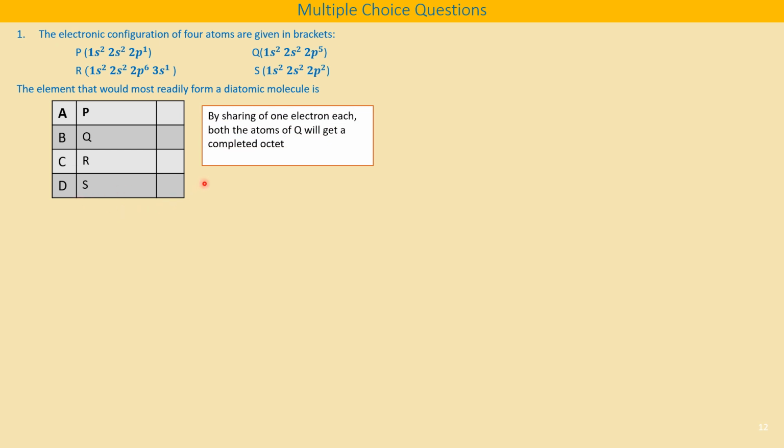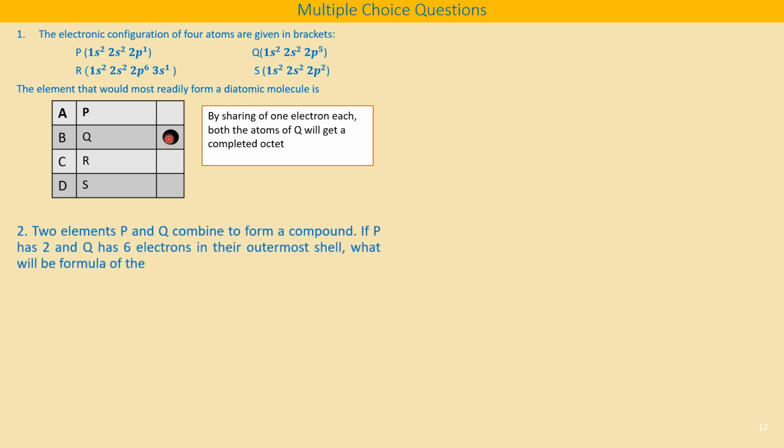By sharing 1 electron each, both the atoms of Q will get a completed octet. So Q is the answer that is given in option B. Here you mark your choice answer.